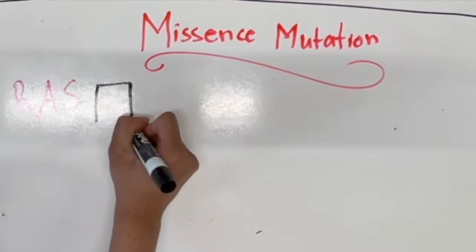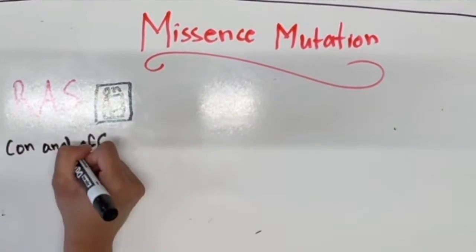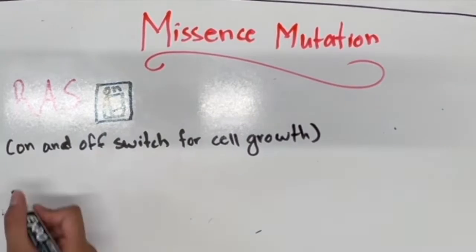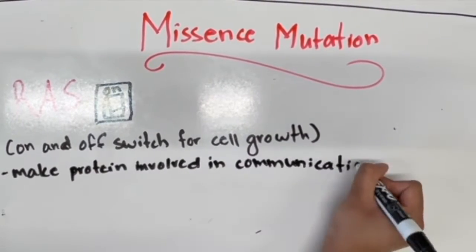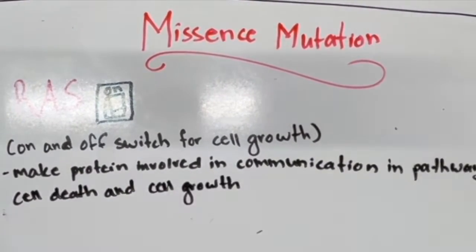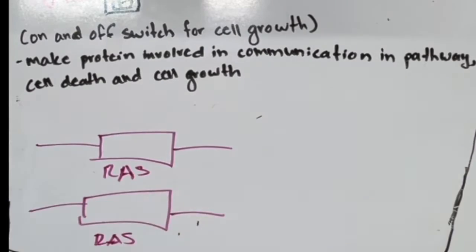So looking at an example of a proto-oncogene, we can look at RAS. RAS acts as the on and off switch for the cell cycle, and it makes proteins that are involved in cell communication pathways, cell growth, and cell death.